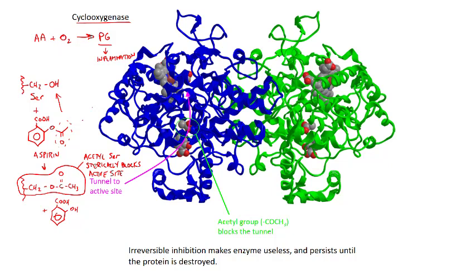Aspirin is just one of a class of drugs called nonsteroidal anti-inflammatory drugs. And so that includes things like naproxen, your over-the-counter pain relievers, most of them. And they all work the same way. They chemically modify cyclooxygenase.